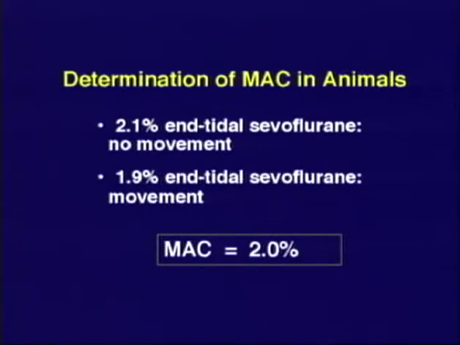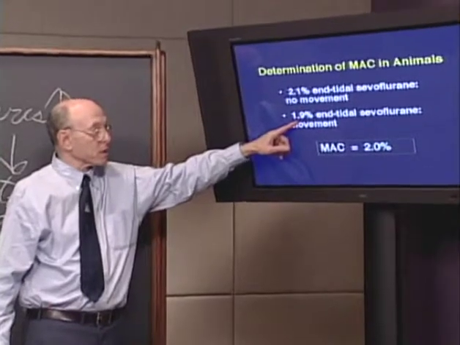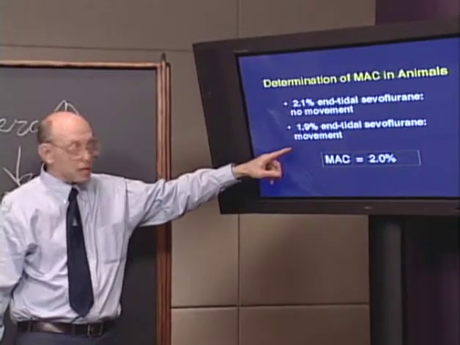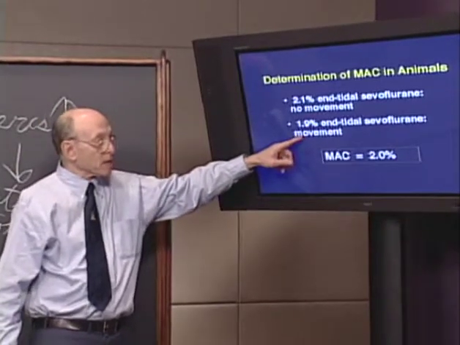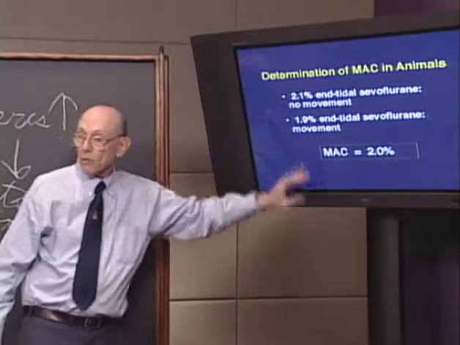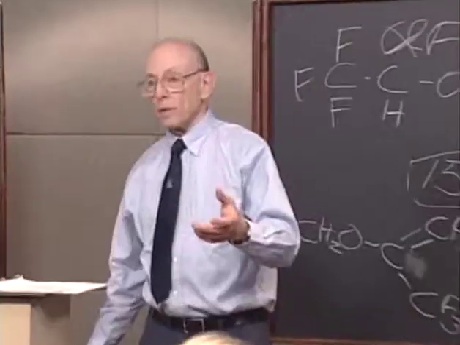So if we were to anesthetize an animal with sevoflurane and hold the end-tidal concentration at 2.1%, pinch the animal's tail, find no movement, we would go down perhaps to 1.9%. We'd then allow equilibration to occur again, we'd stimulate the tail, and this time when we stimulated the tail we found movement. We'd say that MAC lay halfway between these two concentrations. Now the problem that we get to in humans is that humans don't have tails. So how do we deal with that?